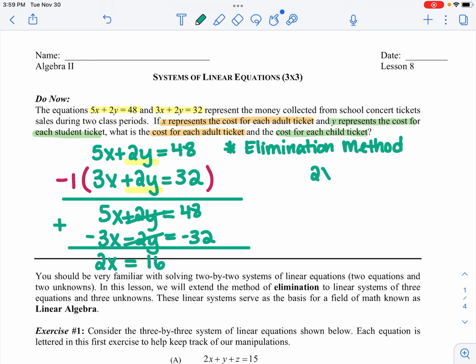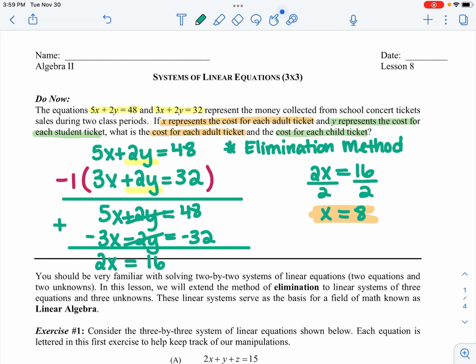So now I'm solving the equation 2x is equal to 16. Divide both sides by 2, and I get x is equal to 8. So 8 would be the amount of money for each adult ticket, since X represents that amount.